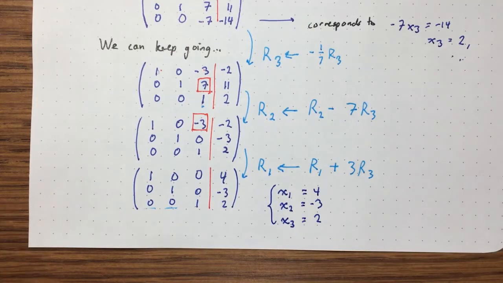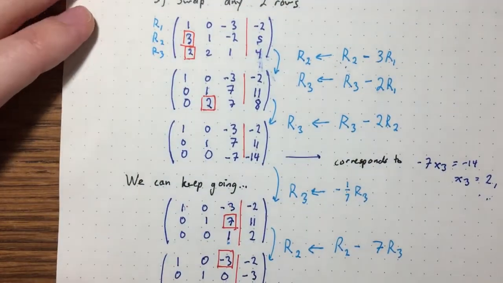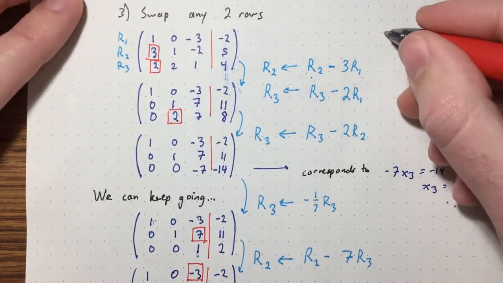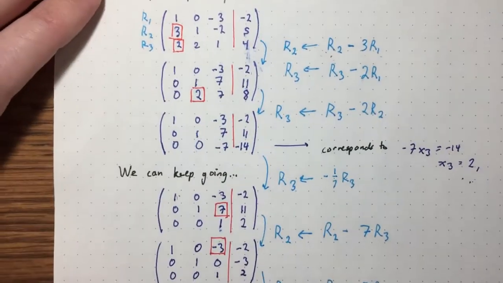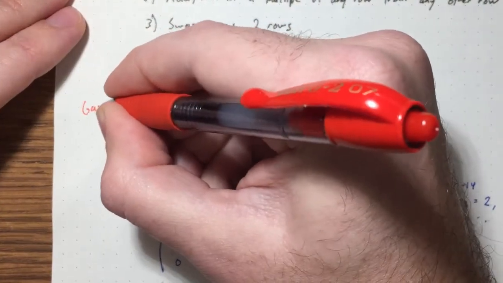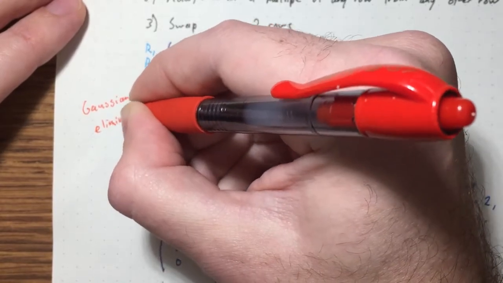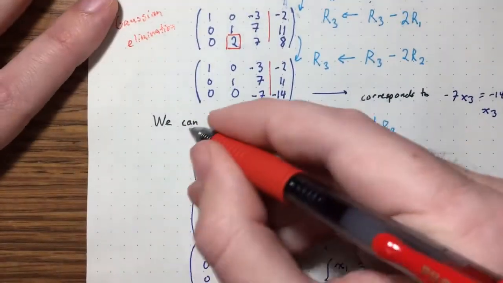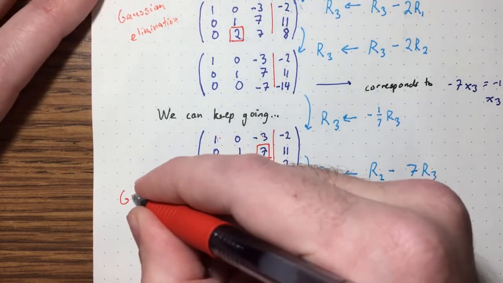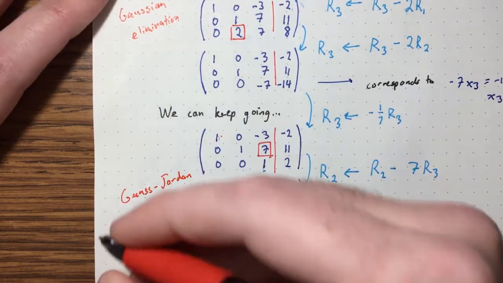Okay. Just to give a name for this part here: going from here to here, to this triangular form, is called Gaussian elimination. Going from here to here, all the way to the ones in the diagonal form, is called Gauss-Jordan elimination. Just to distinguish it from Gaussian elimination.